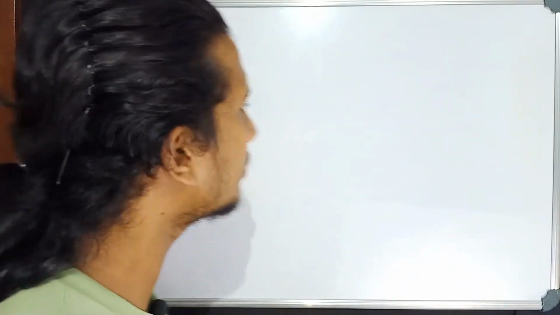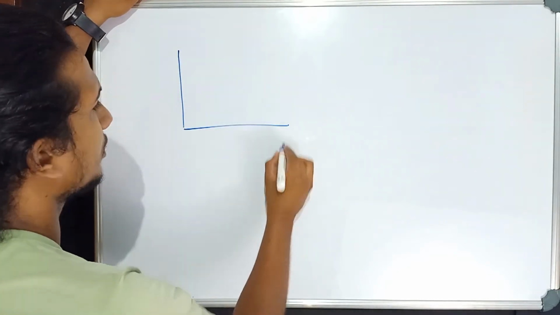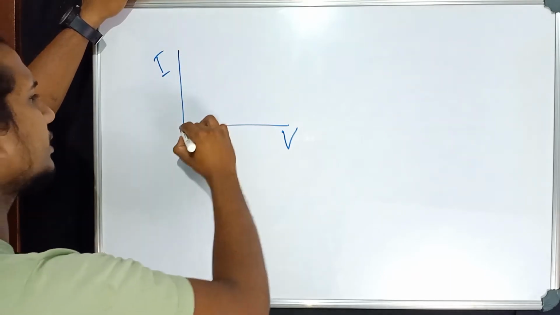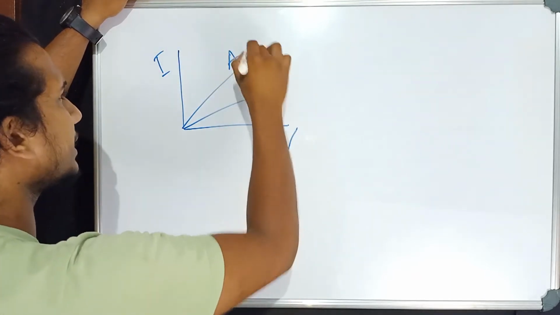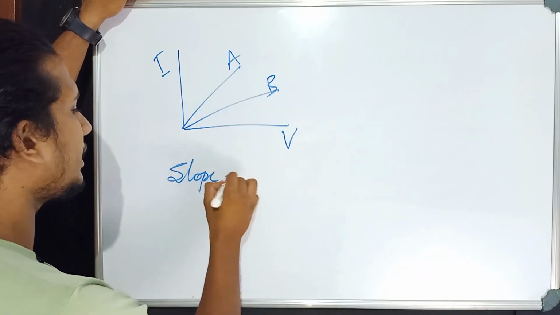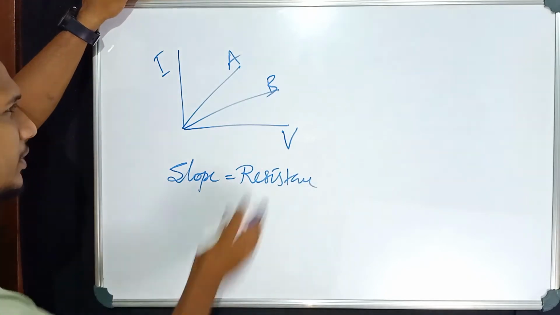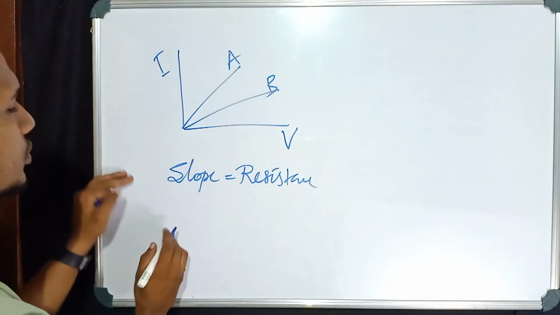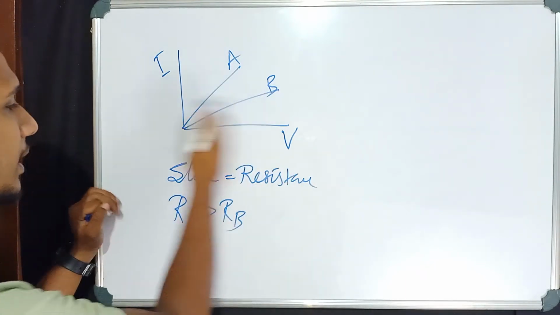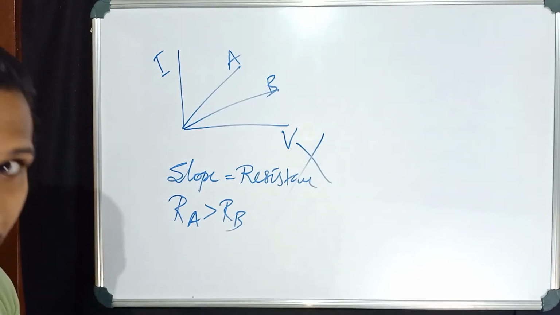So please listen here. Last day I plotted a graph like this: V on the x-axis, I on the y-axis, and there were two lines like this, one for metal A, the other for metal B, and I told you the slope of a VI graph is equal to resistance. And I told you, from here it's clear A has more slope, so the resistance of A is greater than the resistance of B. But this whole statement is completely wrong. Why? I will tell you.